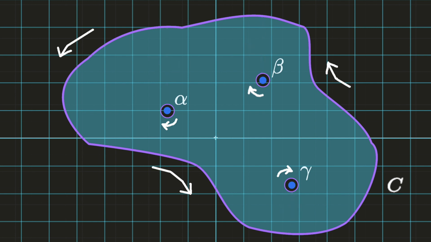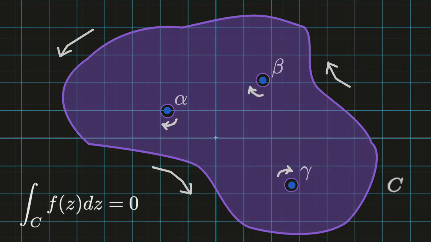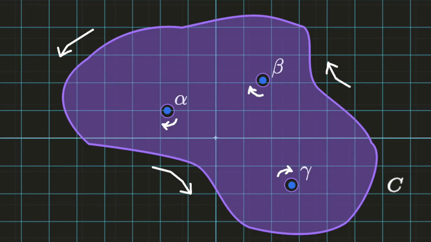And since we're integrating a rational function which is well defined everywhere within this region, we can use Cauchy's theorem, which says that the integral along this path is actually equal to 0. And so the original integral that we were trying to compute is just the sum of the integrals taken along the tiny circles in the opposite sense.